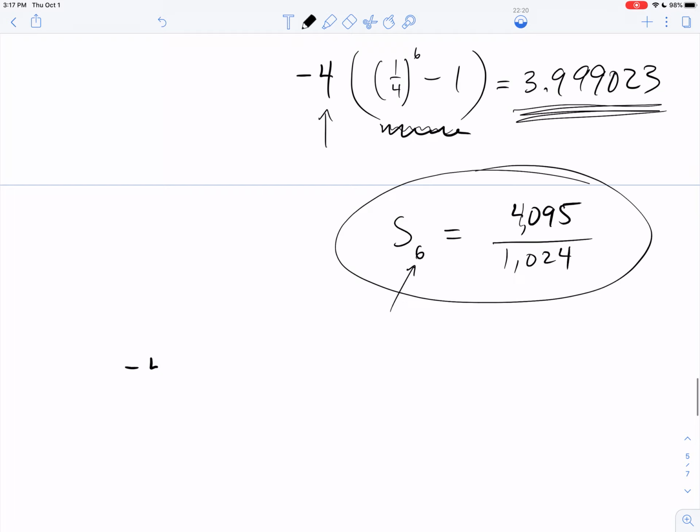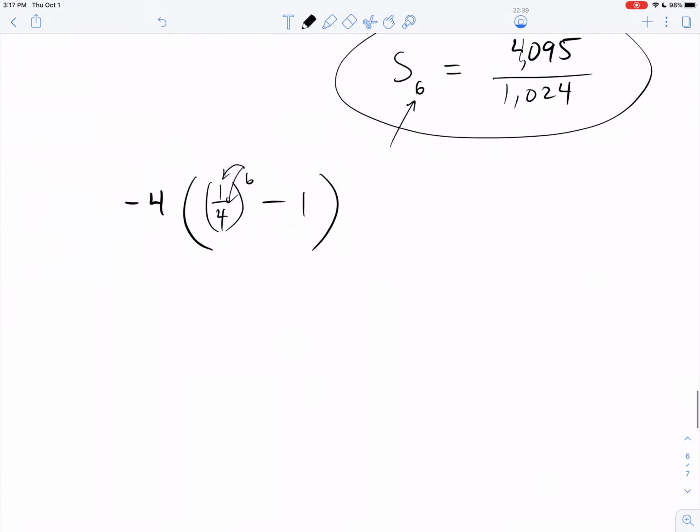So let's pick up right here at the painful part. See, I have negative 4 times 1/4 to the 6th minus 1. Now, the trouble began right here when I did this, 1/4 to the 6th. But if I take matters into my own hands, I can get this part to work out for me. Check this out. Order of operations. 1 to the 6th power on the top is 1. 4 to the 6th power on the bottom is 4,096. Take away 1.